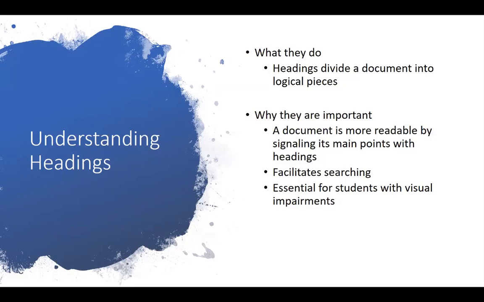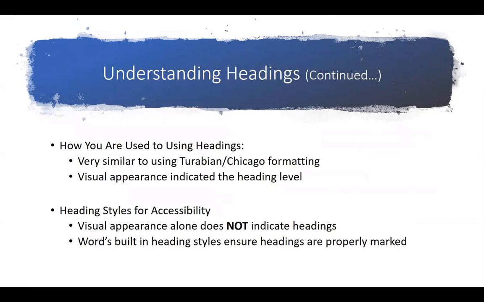Like I kind of just mentioned, headings are essential for students with visual impairments. This is more than just your visual look. People say, oh, well, I have headings because it looks different. Well, if you are visually impaired, you don't see that difference. It just reads as the same form of text. So you're probably used to using headings because of that visual appearance. Like I said, that's not the same thing.